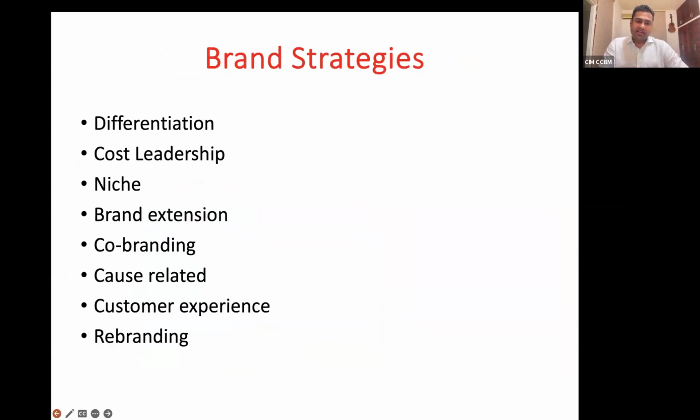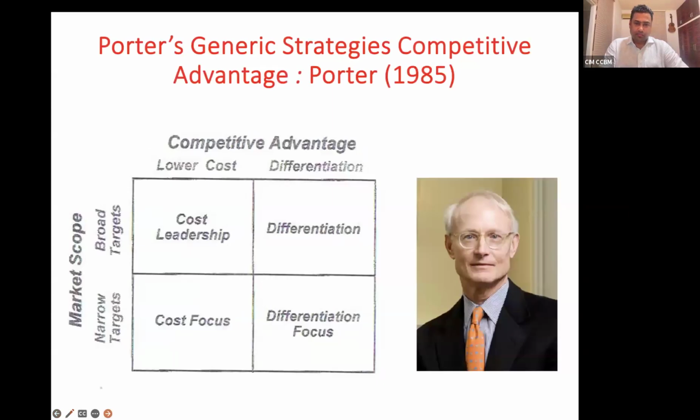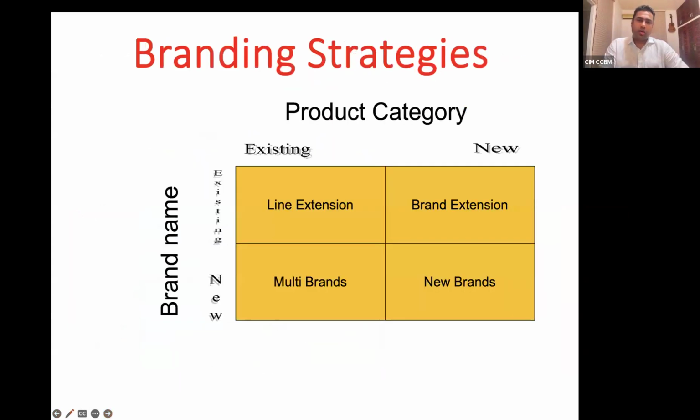Then you have brand extension. Now, Kotler talks about branding strategies, 4 branding strategies. In that, Kotler says there's what we call line extension, brand extension. This is what we're discussing.